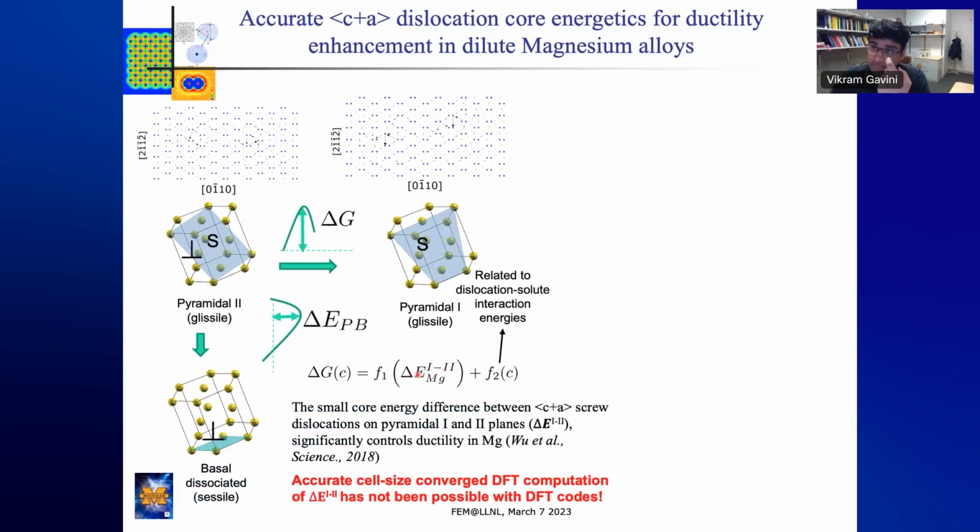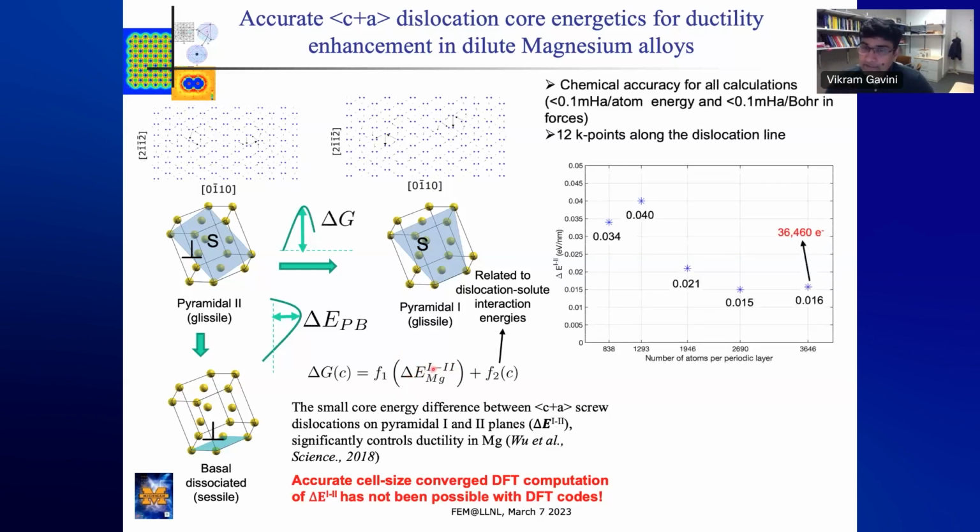This energy difference is actually a small quantity and highly sensitive to how you do the DFT calculation and the cell size that you're doing the DFT calculation on. So people were not able to even get the sign of this particular energy difference right. But because we had DFT-FE, which provided access to very large scale calculations, we were able to do a systematic cell size convergence. We went all the way up to 3,700 atoms or so.